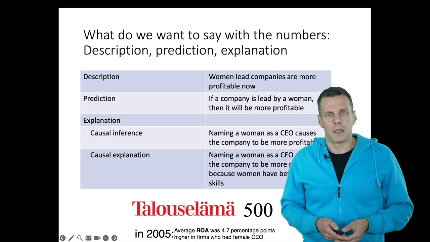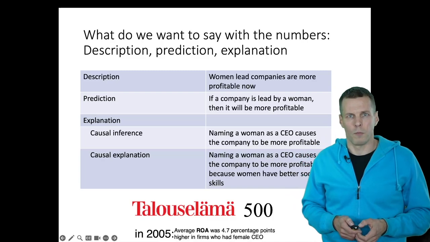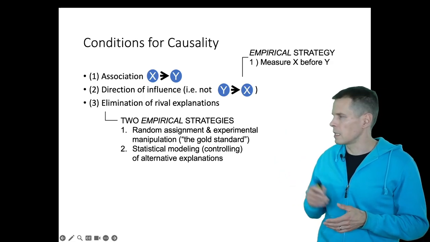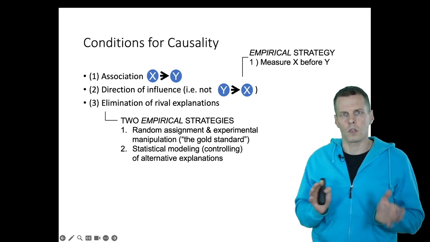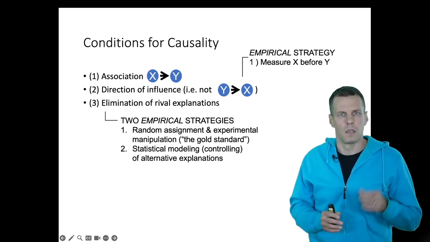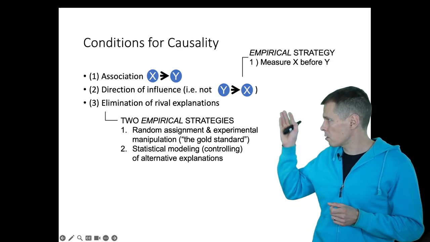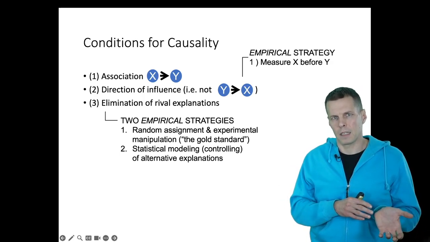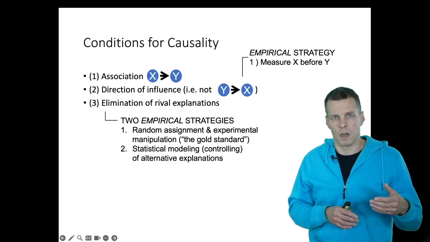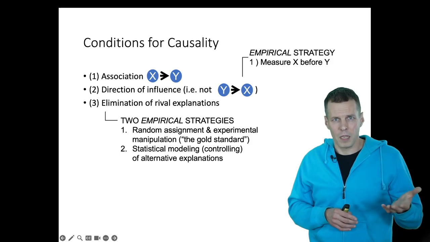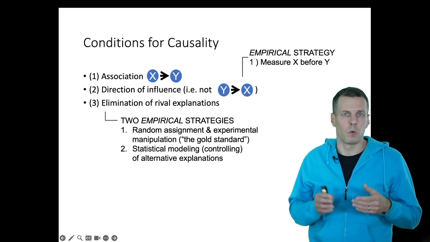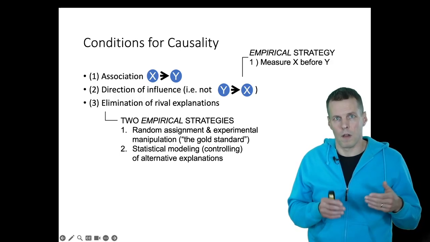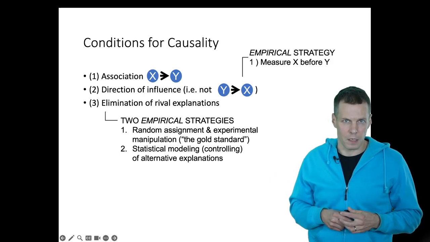There are a couple of things that quantitative researchers care a lot about. Causality is one, and to demonstrate causality, we must demonstrate three conditions. We must show that the cause and effect are somehow associated. The cause comes before the effect, that's the second condition, and then we have to eliminate rival explanations. Going back to the CEO gender example, it might be that certain industries are more likely to have women CEOs. It might be that those industries are also more profitable, and that would cause a correlation between CEO gender and profitability without the women CEO actually being the cause of the profitability differences.